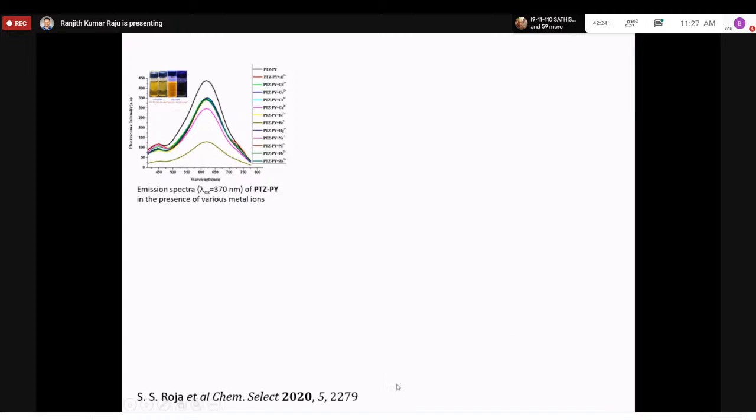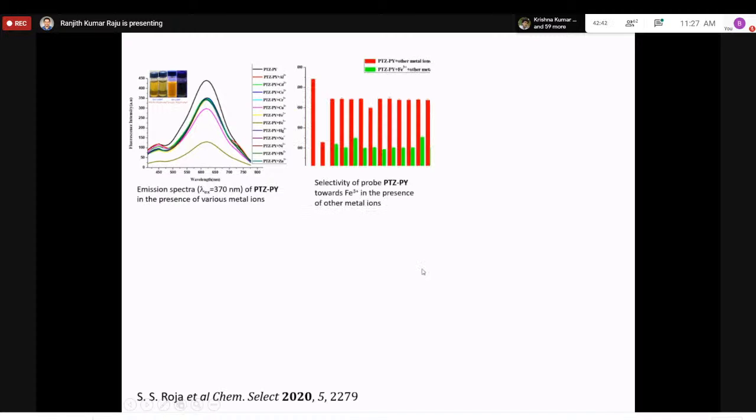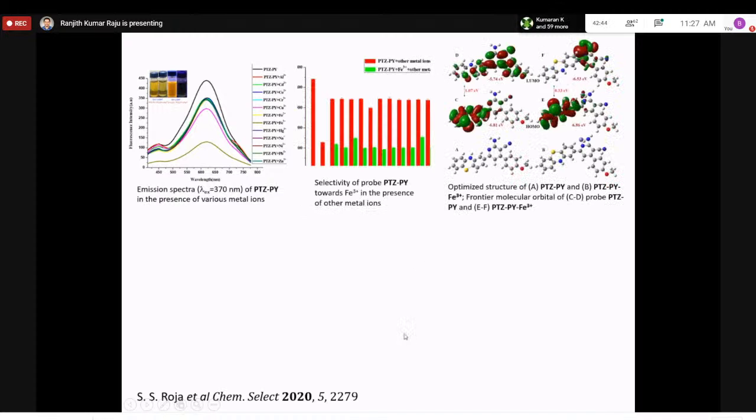So now we took this compound and studied it, and you can see that of the various metals, only Fe3+ was successful in binding with the probe. The selectivity was again studied, and we discussed the quenching mechanism, which again involved the inhibition of the ICT which was there in the probe. The binding of the metal inhibited the ICT, and thereby it quenched the fluorescence of the probe.